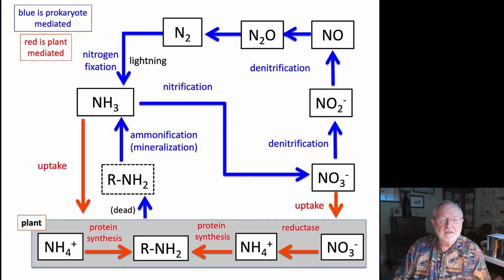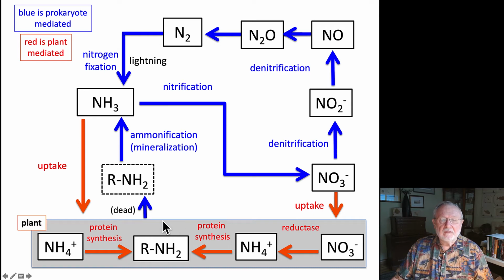When we add plants to the system, what we discover is that plants have the capacity to take up ammonia. When they take up that ammonia, hydrate it to ammonium, it's used to make amino acids, which are then used to synthesize proteins. Or the plants can take up nitrate and then reduce that nitrate to ammonia using a nitrate reductase. And then that ammonia is used to make amino acids and eventually proteins.